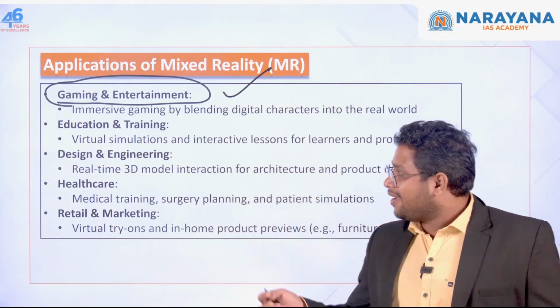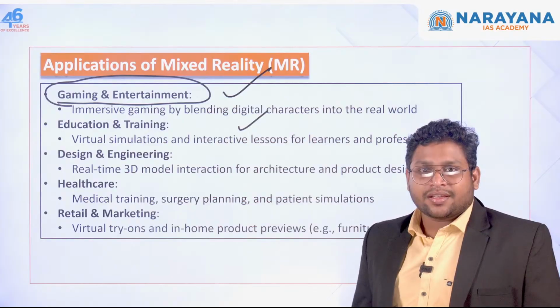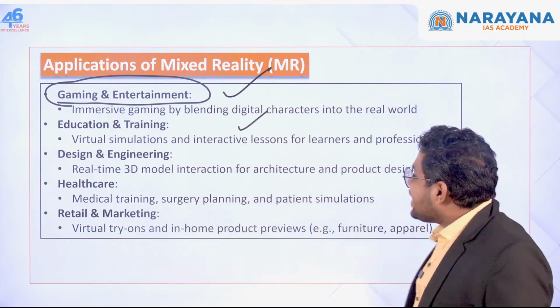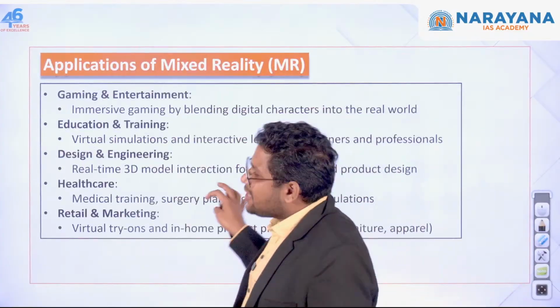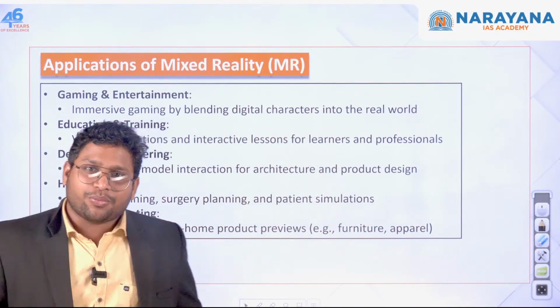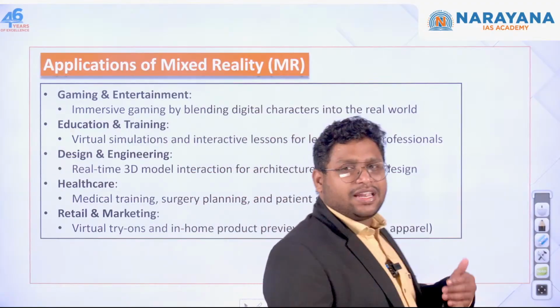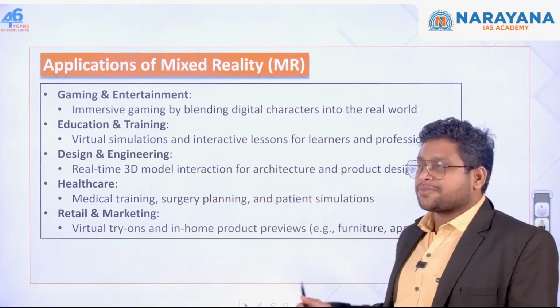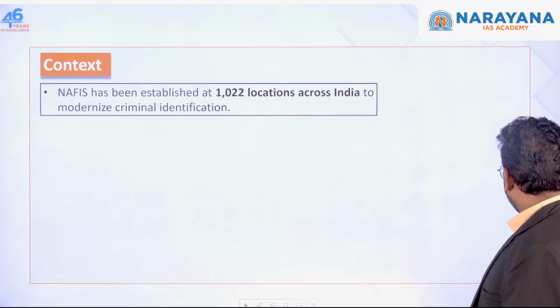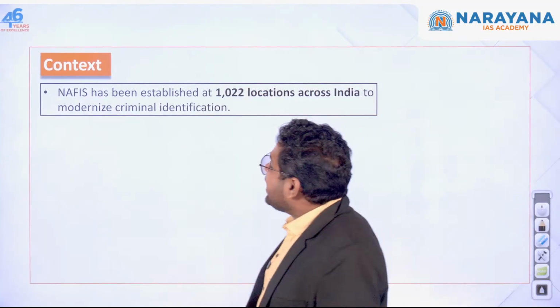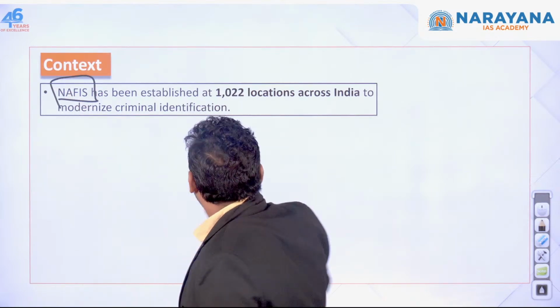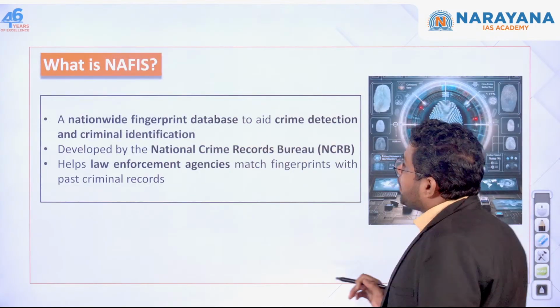What is NAFIS? You must know. NAFIS is the National Automated Fingerprint Identification System, a nationwide fingerprint database. If you have any criminal record, your fingerprint is there with your police station. Now this is getting added to a centralized database at the national level. It is developed by the National Crime Records Bureau. They know that if there is a criminal at one place, his fingerprint should be available to every law enforcement agency so that they can know about criminals. That centralized data should be there about the fingerprints, right?